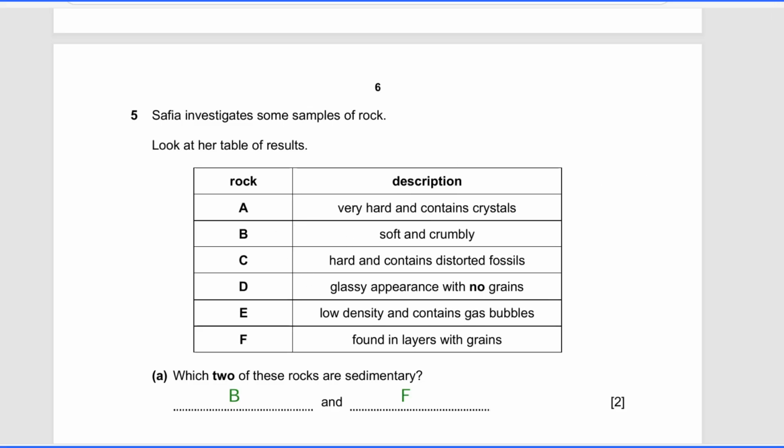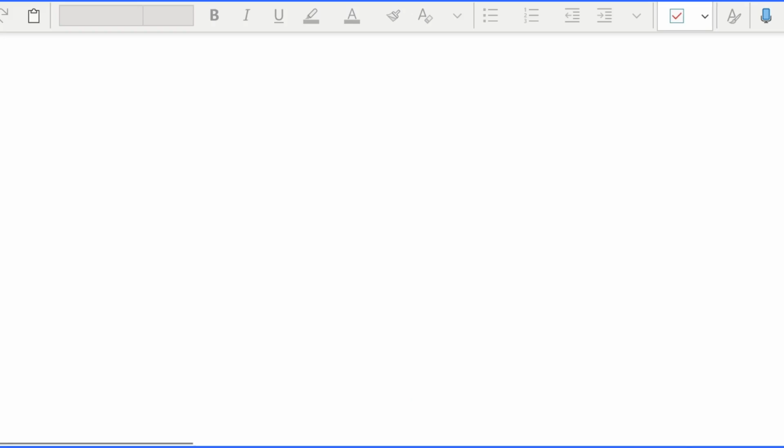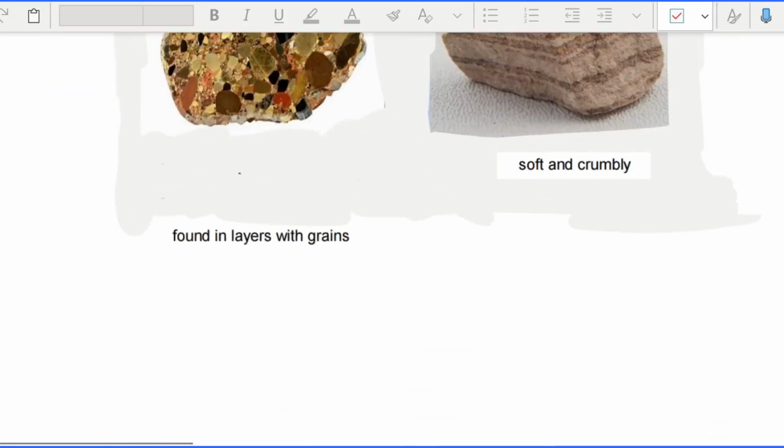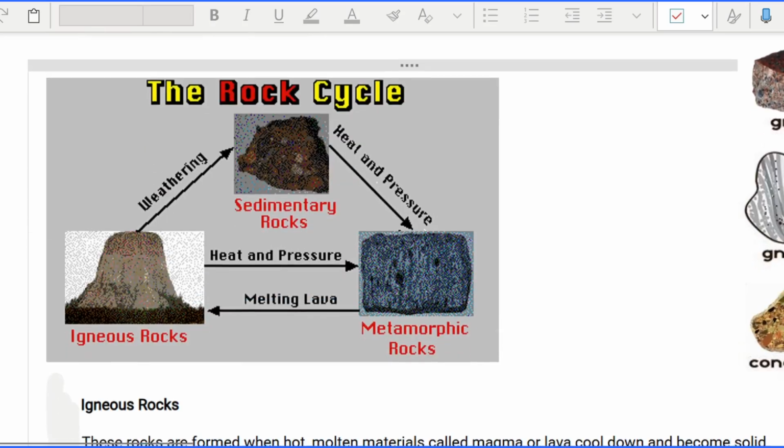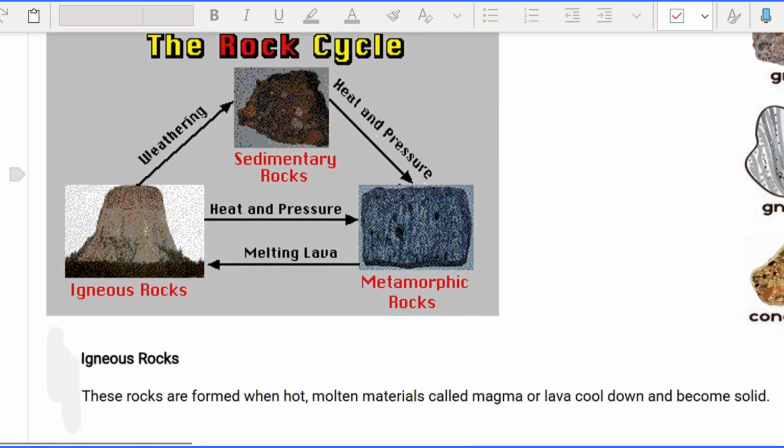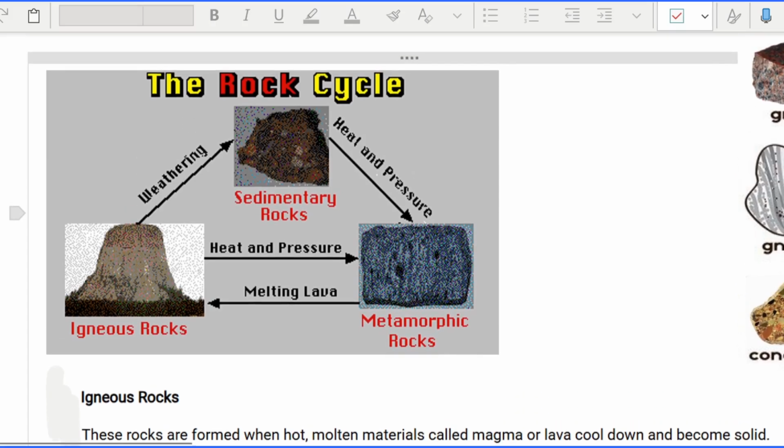B is soft and crumbly. F is found in layers with grain. That is the typical characteristic of sedimentary rocks. Let's check out sedimentary rocks, what they are and their properties. Actually, rock has 3 types: igneous rocks, sedimentary rocks, and metamorphic rocks.